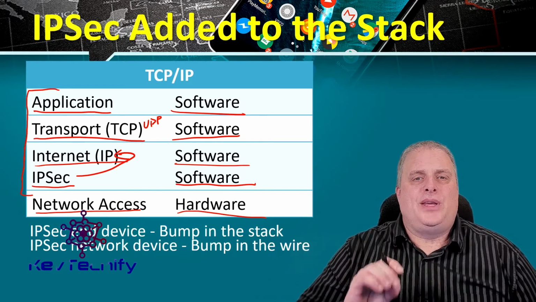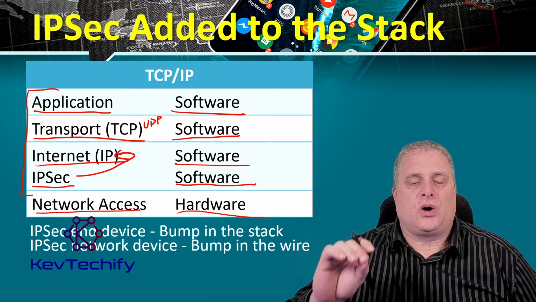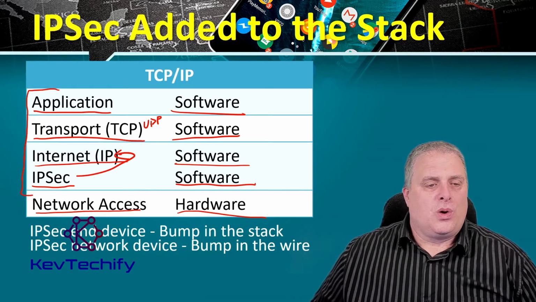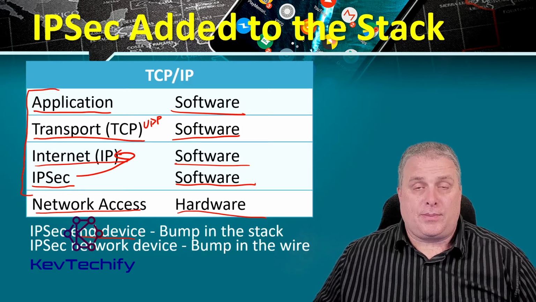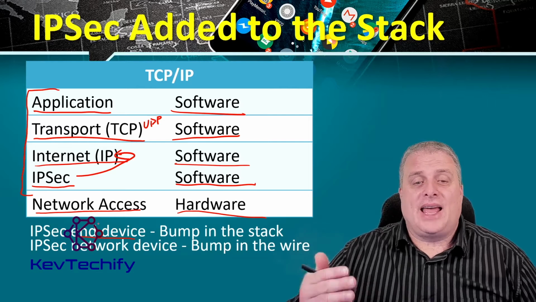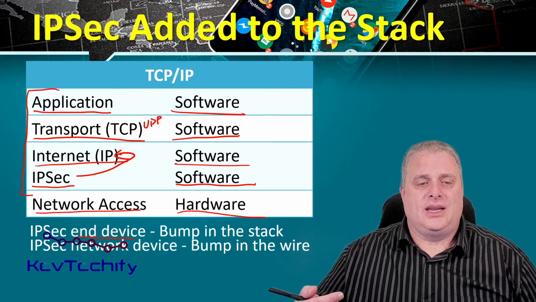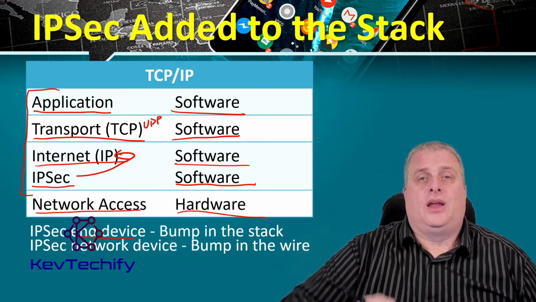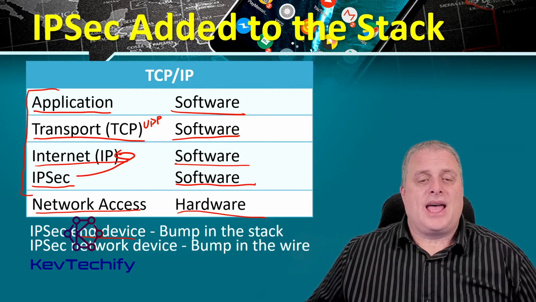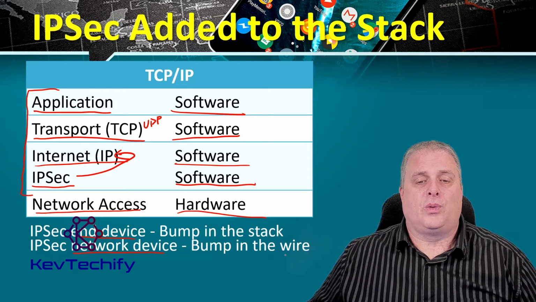When we use IPsec and have it added to the stack in the end device, it's called a bump in the stack. So where it's added to the end device, such as a laptop or a PC, that is called a bump in the stack. When we add IPsec on a networking device, on a VPN gateway or your edge router, down here on a network device, that is called a bump in the wire.